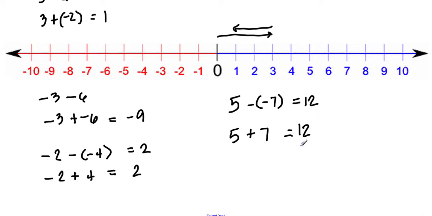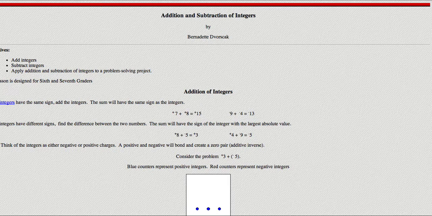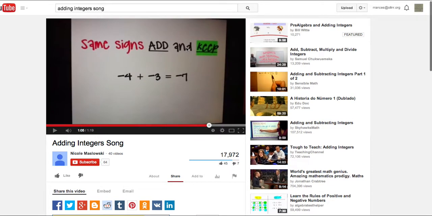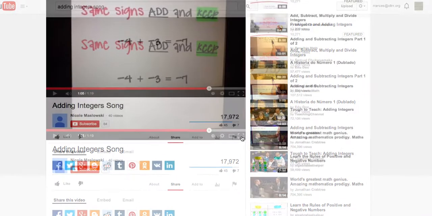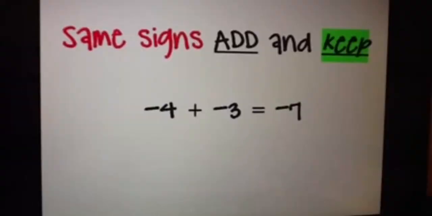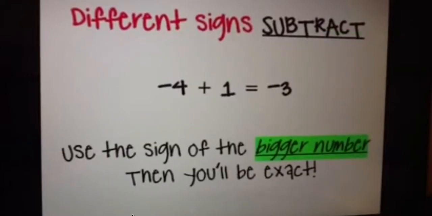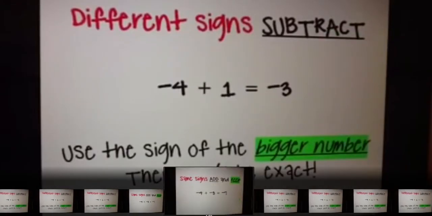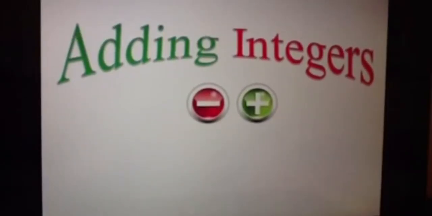So another way to remember this is by following a song. And this song, let me show it to you, will be very useful in trying to understand adding integers. And let's listen to this. This is a 1 minute 19-second song. Sorry, let me start from the beginning. There you go. Here is a song to help you remember how to add integers. Feel free to sing along.